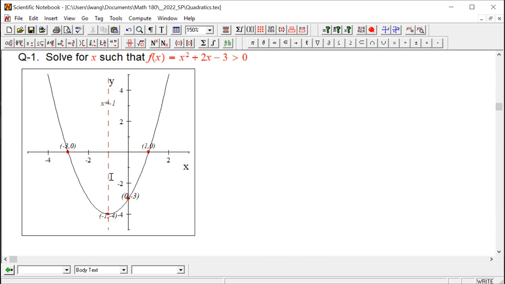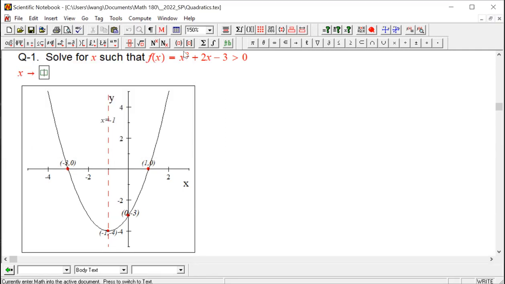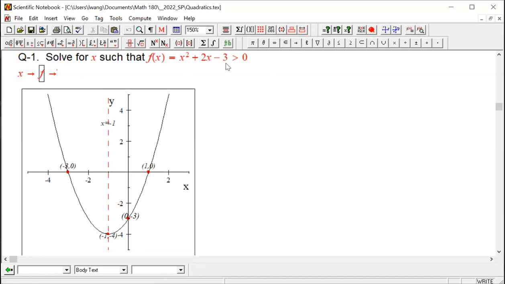Okay, so if this is a question, how do we read this question? That's my question. Oftentimes you might be given something like this: solve for x such that f of x is larger than 0. What does it mean? This means identify all the inputs such that the output are positive. Positive output. So this is an if statement again.